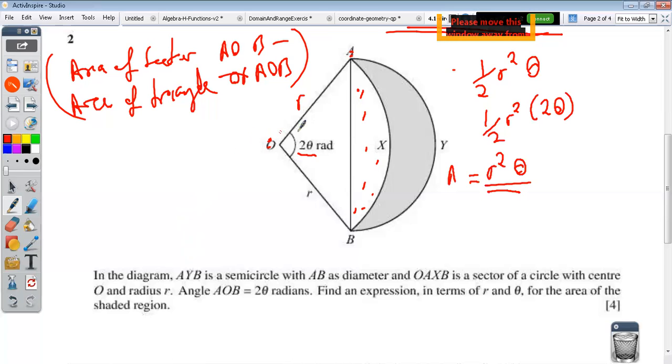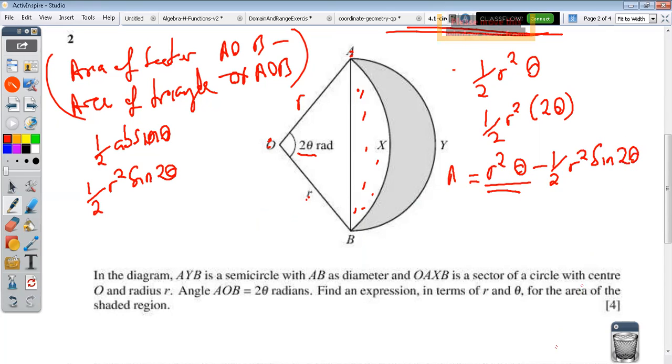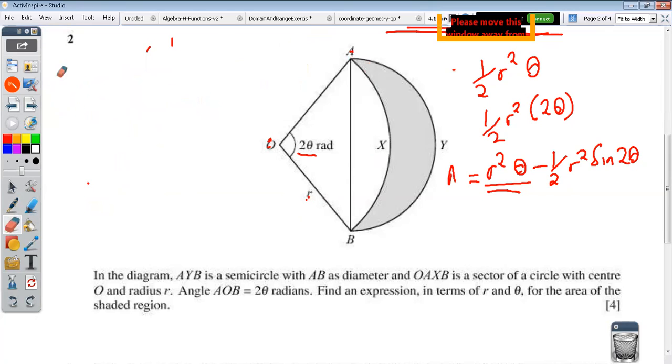Now, area of the triangle, how do you find the area of a triangle from O level? If you are given 2 sides and an angle, use half ab sine theta. So it is half r squared sine of the angle between, which is 2 theta. So it's minus half r squared sine 2 theta. Are we together? That's to get this part here. Fair and fine, we have that part now.